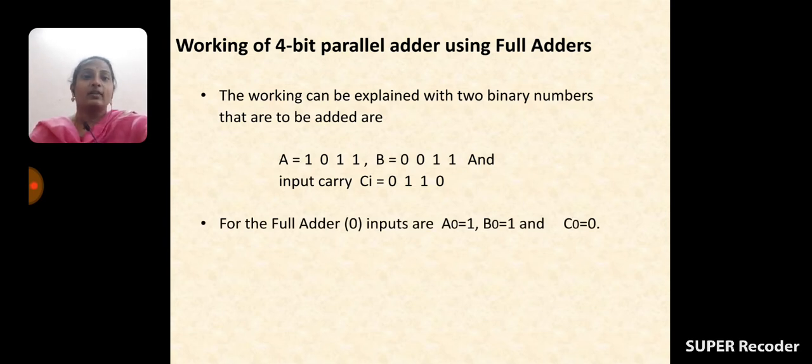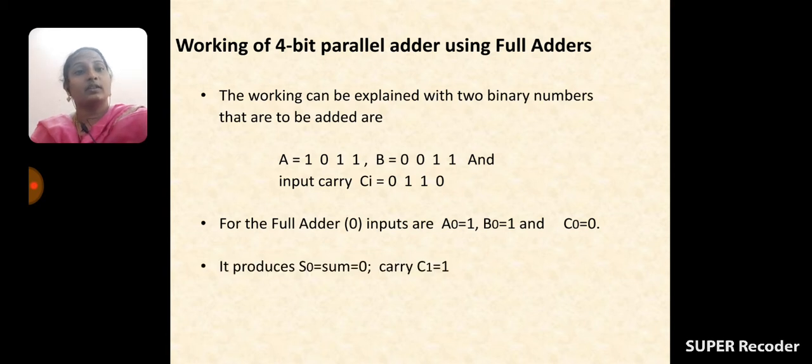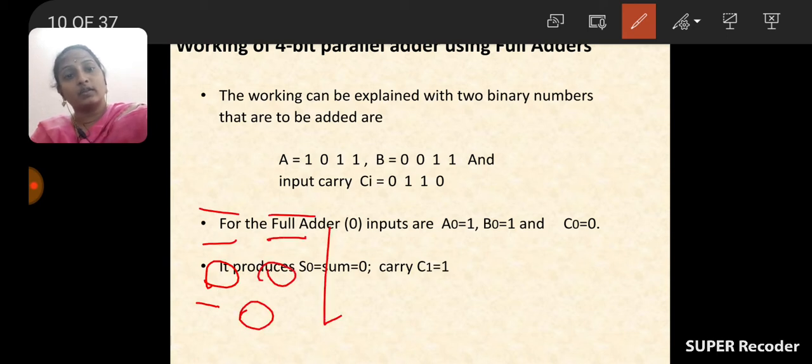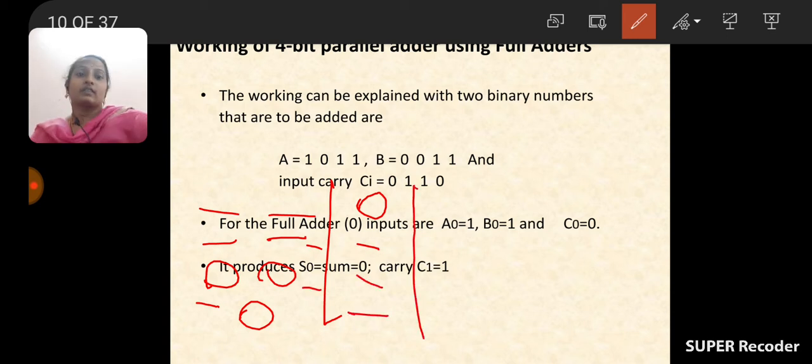So here A is equal to 1 0 1 1, B is equal to 0 0 1 1. First I would like to add these bits, 1 0 1 1 and 0 0 1 1. So see here, by adding 1 and 1 we are getting sum 0 and carry 1. By adding 3 ones, 1 and 1 next, we are also getting 1 here. So this is our answer.